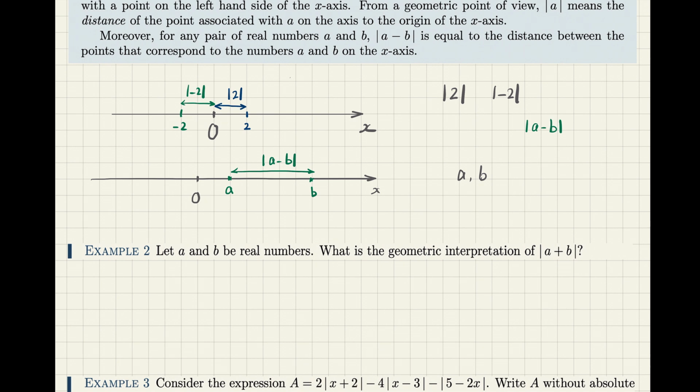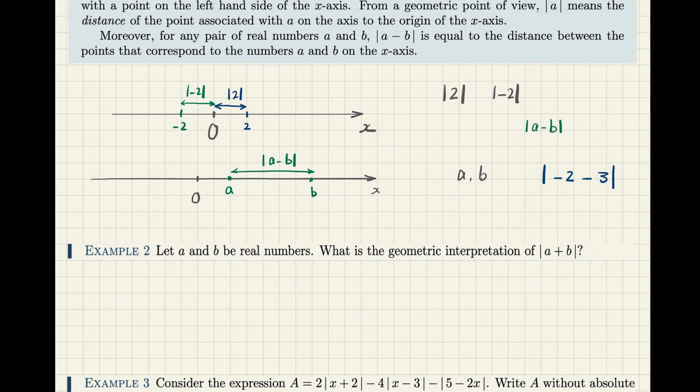For example, let me ask you, what is the geometric interpretation of absolute value of -2 minus 3? Yes. Okay, if you compare this one with this one, minus 2 is playing the role of a, and 3 is playing the role of b. According to what I just said, absolute value of minus 2 minus 3 is the distance between the point that corresponds to minus 2 and the point that corresponds to 3 on the x-axis.